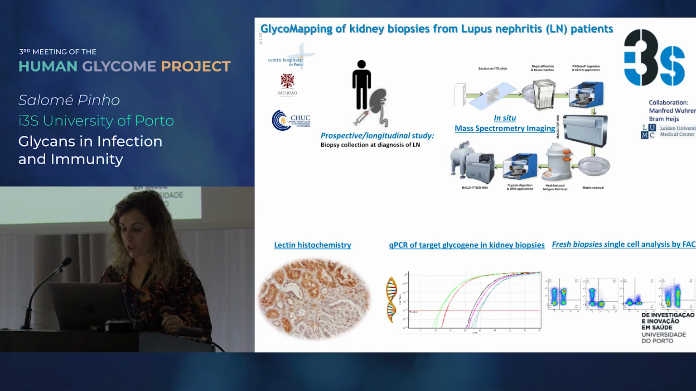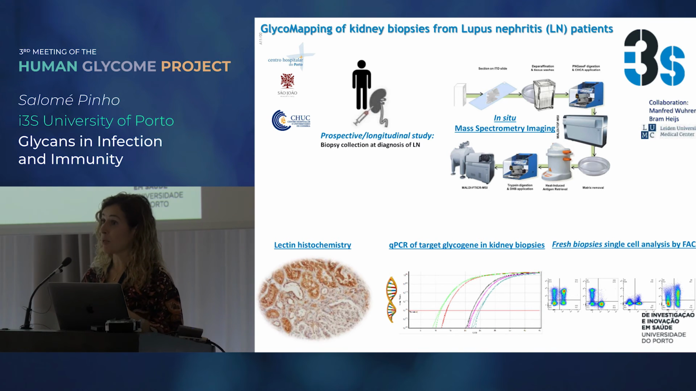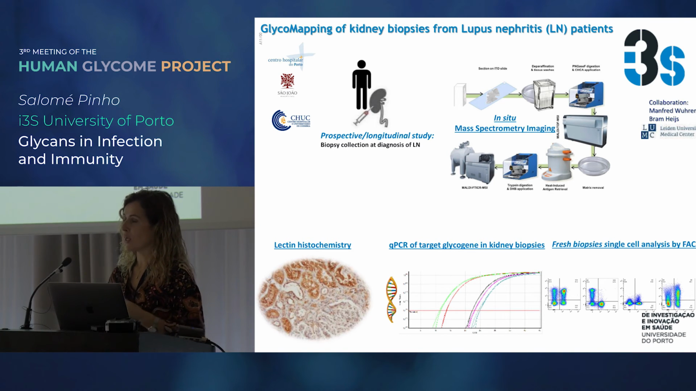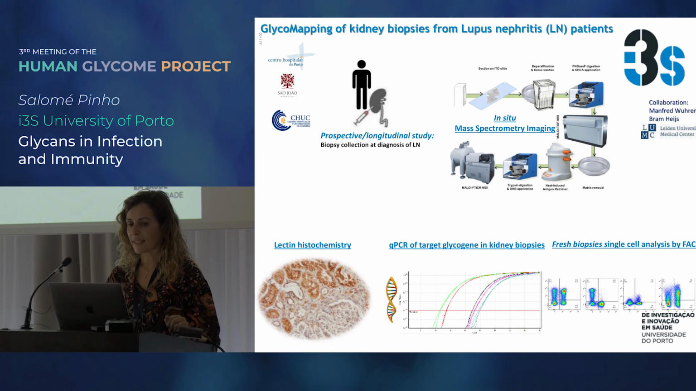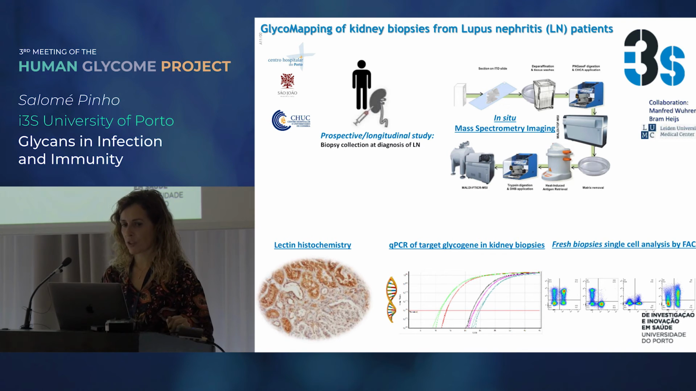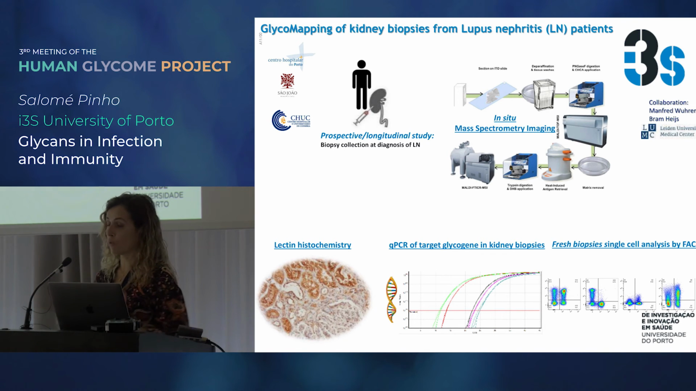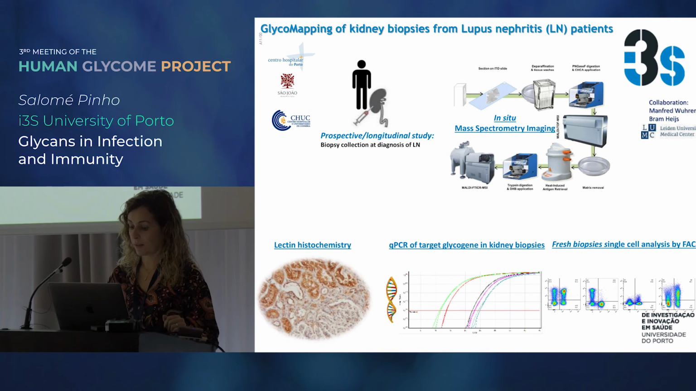For that, we established a collaboration with main hospitals in Portugal, in the north and center of the country, and we established a prospective cohort in which we collected kidney biopsies from patients with lupus. In some cases of lupus, which is a systemic disease, the kidney can be affected, giving rise to lupus nephritis, which is an inflammation in the kidney. So we collected kidney biopsies at the diagnosis of these patients. We followed them until one year to have some follow-up data.